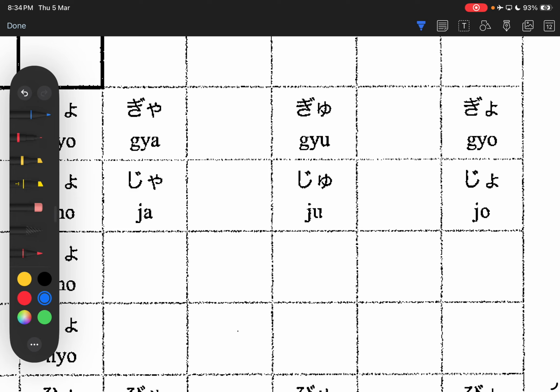Gyu. Gyo. Gia. Sorry, ja. Ja. Ju. So it's like a JYA, JYU sound, right? But they don't write the Y lah. Officially, they don't write the Y. So you can think of it as a JYA, JYU sound. So ja, ju, jo. Think of it as a JYO sound, but the Y is not there. Officially, it's not there.